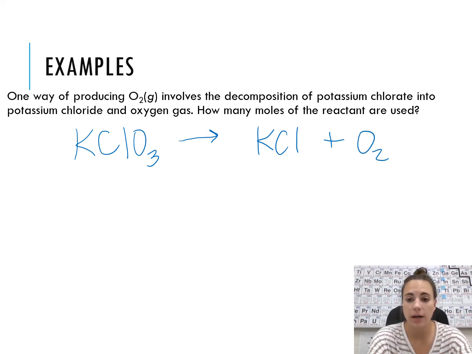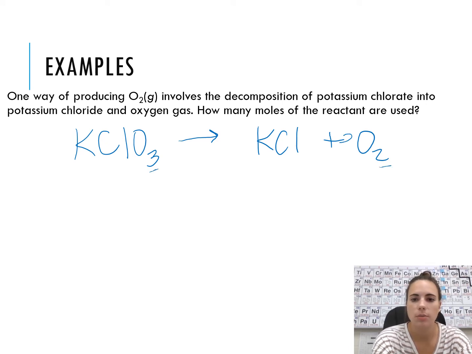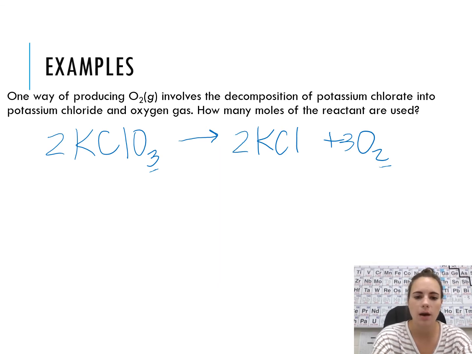Now I've written my reactant and my 2 products, but now I have to see if my equation is balanced. And it's not, because I have 3 oxygens on this side and I only have 2 over here. So I'm going to put a 3 in front of this, which gives me 6. So I'm going to put a 2 in front of this, which gives me 6 oxygens. But now I have 2 potassiums and 2 chlorines, so I'm going to stick a 2 there.